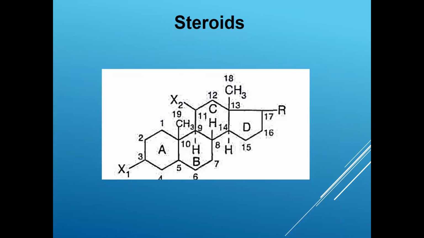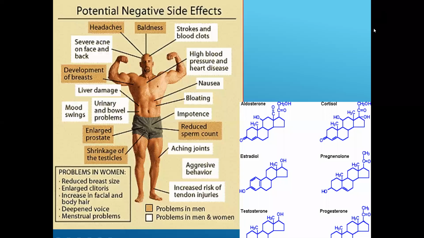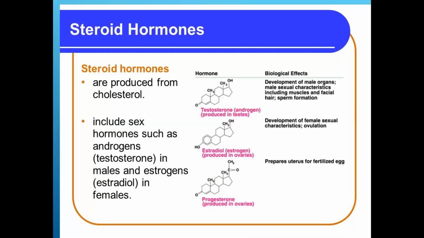Steroids. You can see chemical formulas of different steroids, for example aldosterone, cortisol, estradiol, and others. And you can see potential negative side effects of steroids. Steroid hormones are produced from cholesterol and include sex hormones such as androgens in males and estrogens in females.